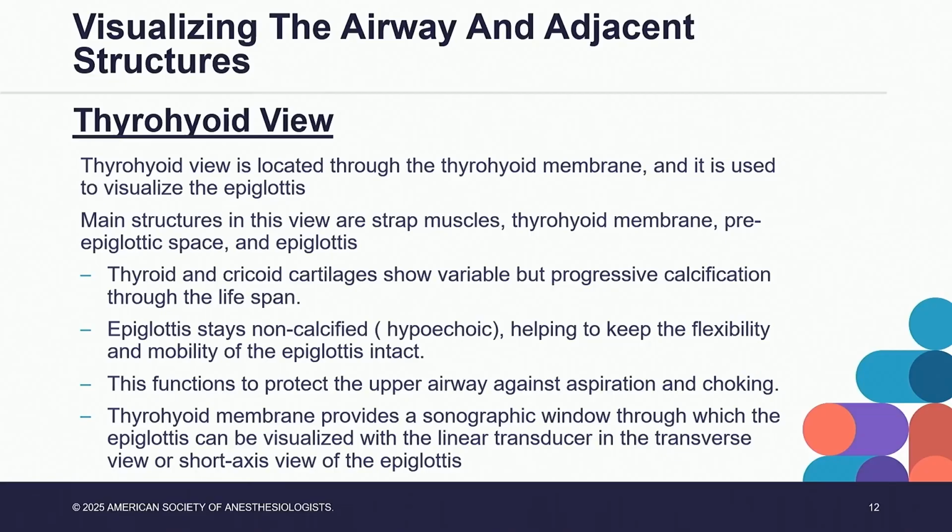However, the only cartilage that's not calcified in the whole body is the epiglottis, because that keeps the epiglottis movable to prevent aspiration. God created it like that. It is a very important feature that the epiglottis is the only cartilage that never will be calcified in the whole life. The thyrohyoid membrane provides a sonographic window through which the epiglottis can be visualized with the linear transducer in the transverse view, or short axis view, of the epiglottis.